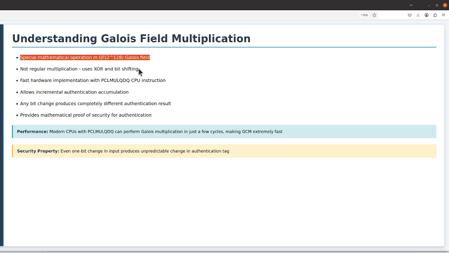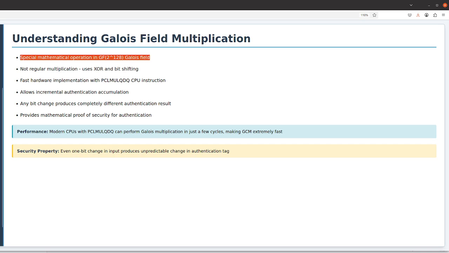This means we work with 128-bit values, and our arithmetic follows special rules that make the math work out nicely for cryptographic purposes. The multiplication in this field is not the same as regular multiplication. It is a special operation that combines the bits in a specific way using XOR operations and bit shifting. It is important to understand that this multiplication has properties that make it perfect for authentication.